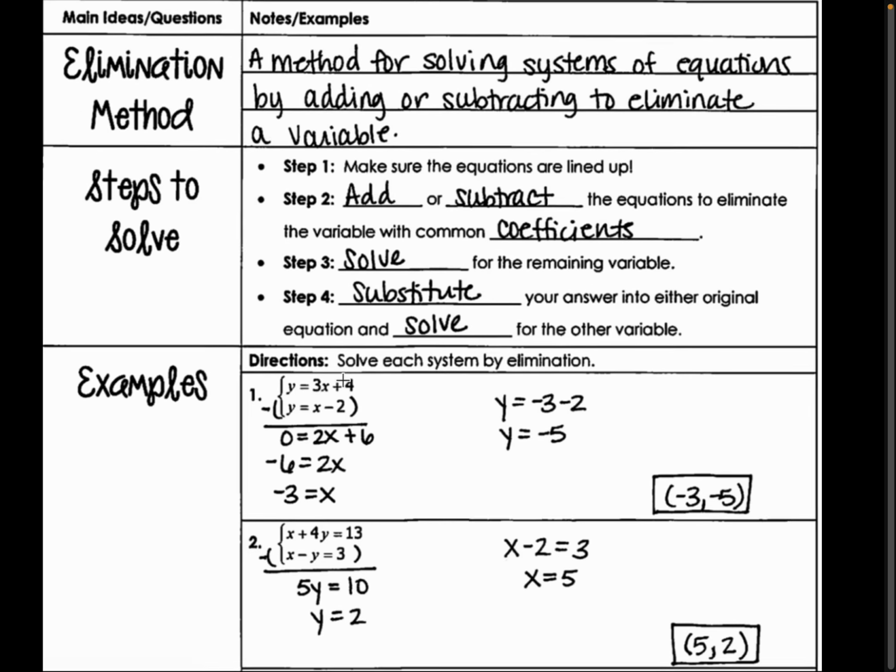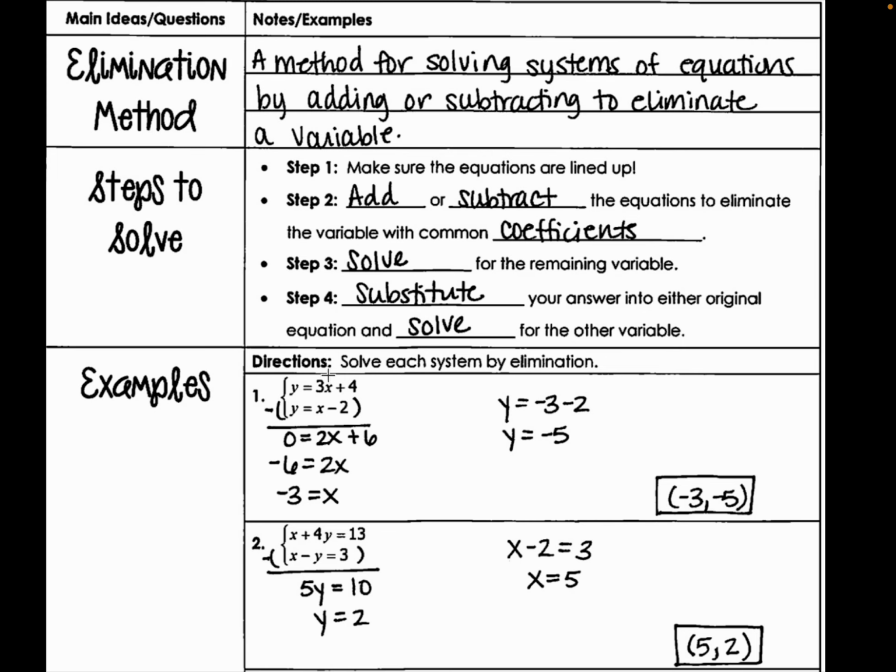So when we take a look at the examples on this one, we have y equals 3x plus 4, and we also have y equals x minus 2. Now, of course, both of these are y equals. Honestly, it might be easy to just graph these in Desmos since we could type these in. But let's say I wanted you to practice elimination. Here's what I want you to think about.